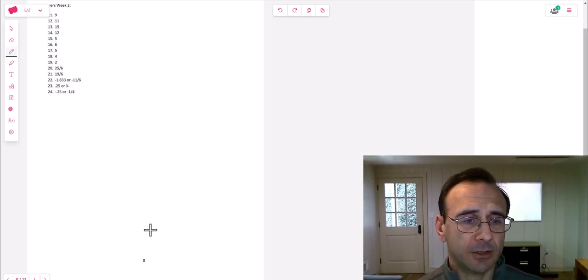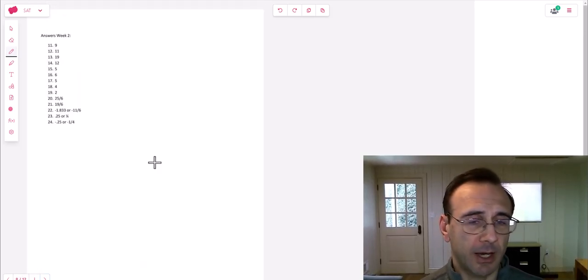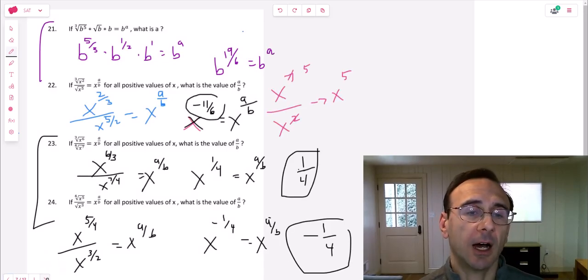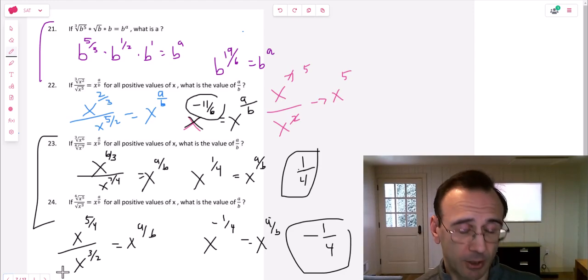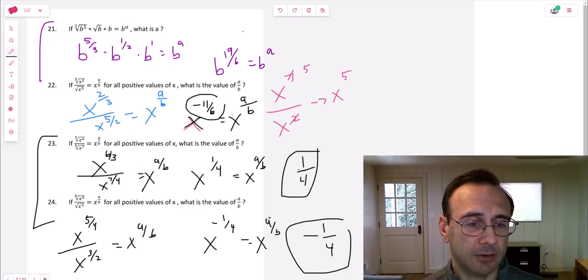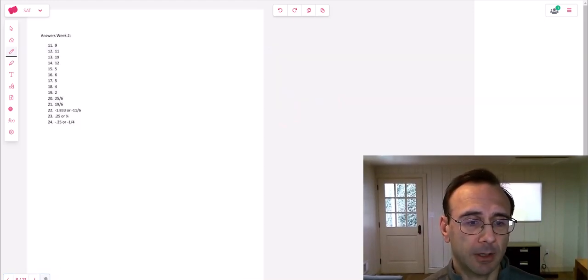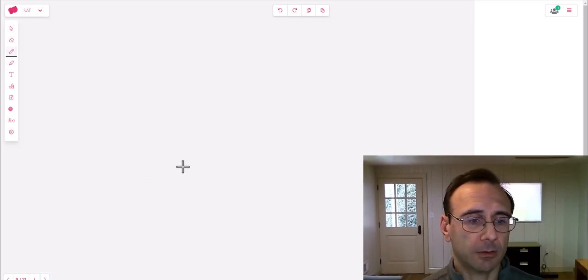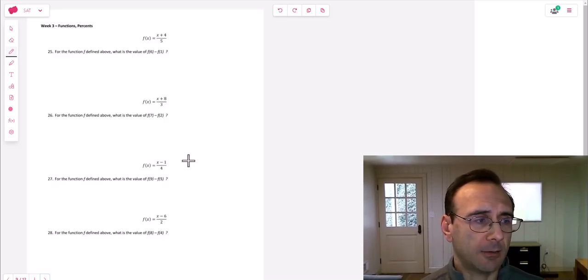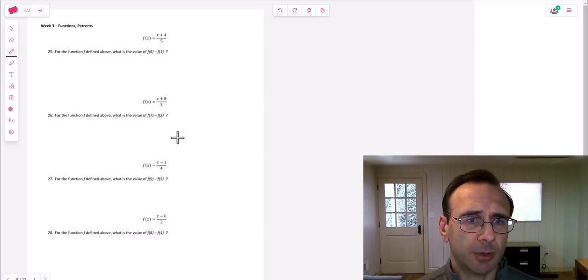And if any of these are tricky, I would definitely encourage you to print out another copy of this and revisit these in a couple days or a week. The more times your brain has to recall the strategy and practice it, the stronger the connection will be, is the whole game here. And then week 3, finally, functions and percents.